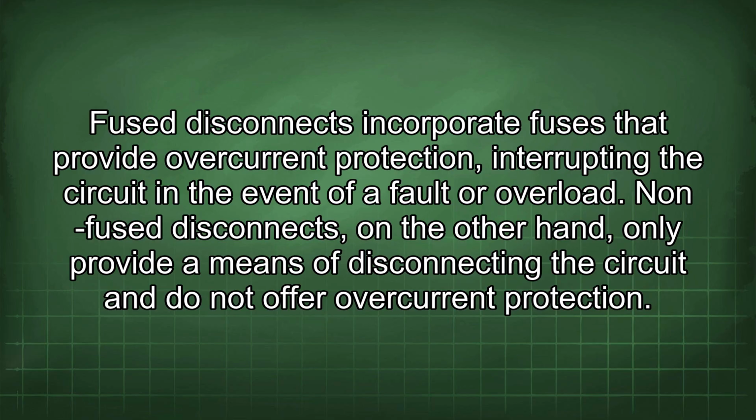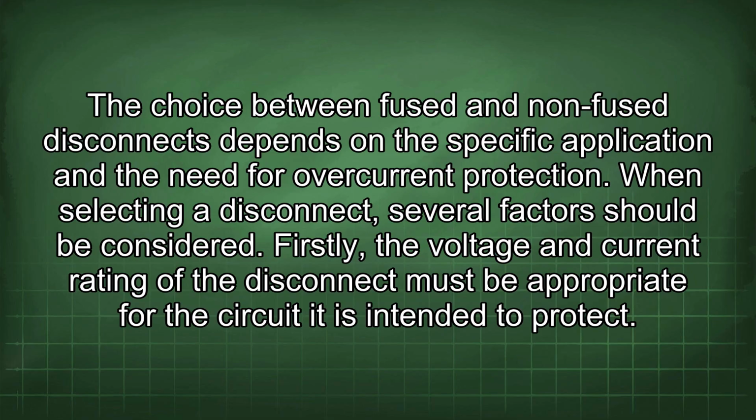Disconnects can be broadly categorized into two main types: fused and non-fused. Fused disconnects incorporate fuses that provide overcurrent protection, interrupting the circuit in the event of a fault or overload. Non-fused disconnects, on the other hand, only provide a means of disconnecting the circuit and do not offer overcurrent protection. The choice between fused and non-fused disconnects depends on the specific application and the need for overcurrent protection.